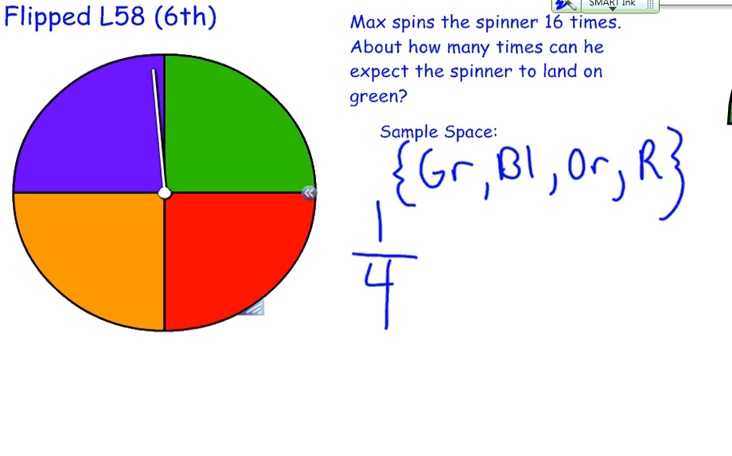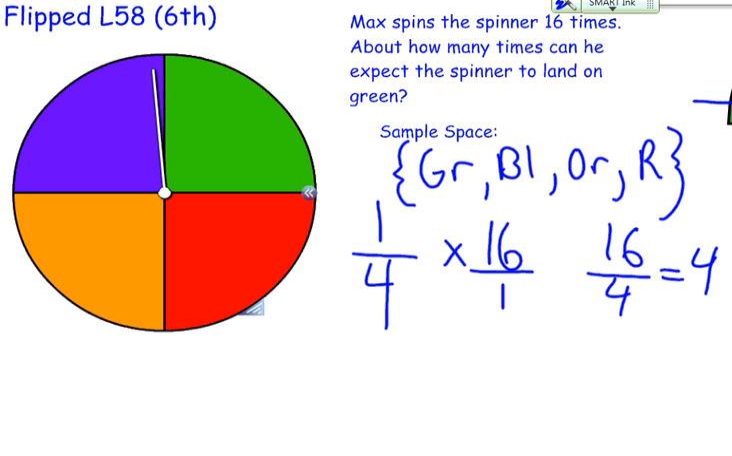Without actually spinning this, we can now take 1/4 of 16, or 1/4 times 16. This is going to give you 16 over 4, which is going to equal 4. So the probability of this would say that about 4 times you should get green. About 4 times.